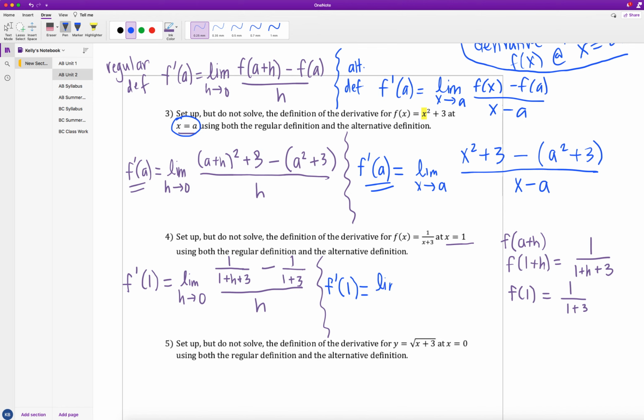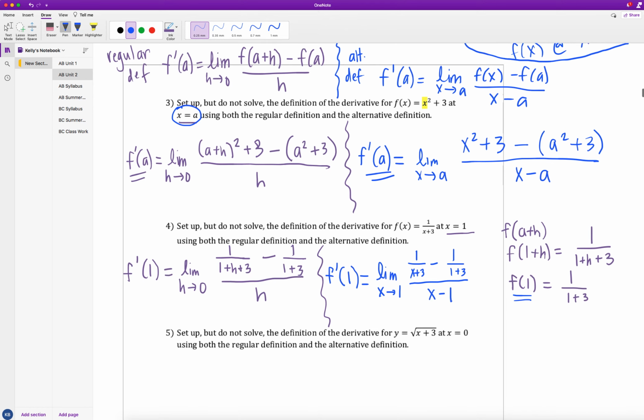So checking your limit here, we're going to have the limit as x approaches 1, since 1 is our a value, of f of x, so that 1 over x plus 3, minus our f of a, which is that f of 1 again, so 1 over 1 plus 3, all over x minus a, and then our a value, of course, is 1 for this guy. So I left those both very unsimplified, but I think it's helpful to see where all of the moving pieces are coming from. Okay, let's look at example 5.